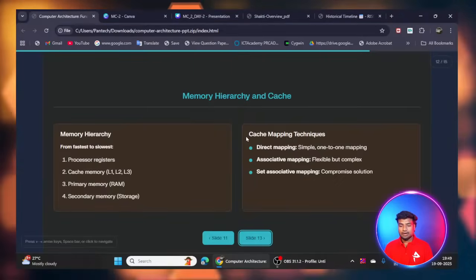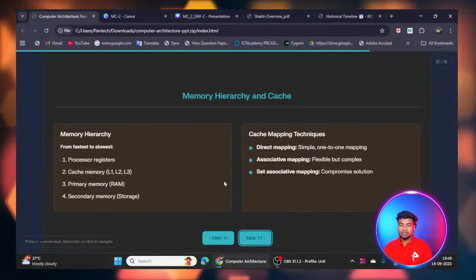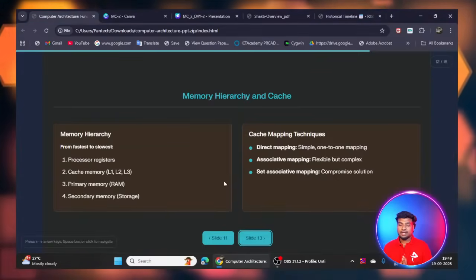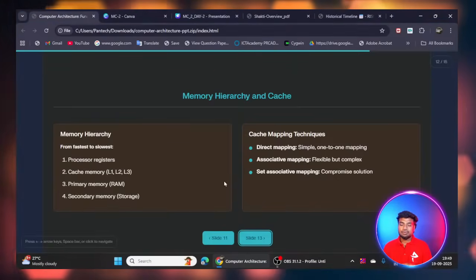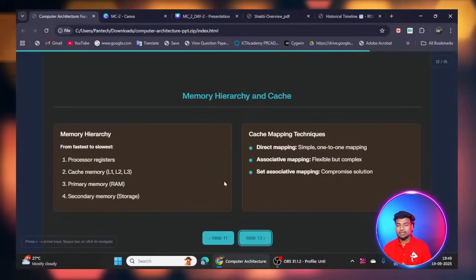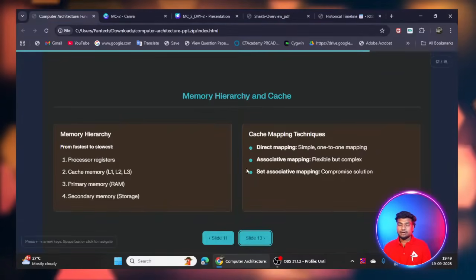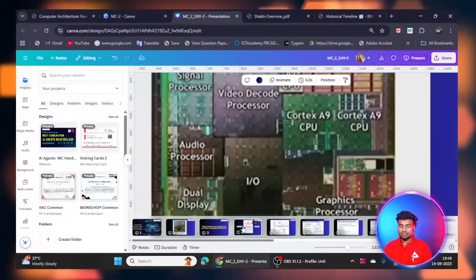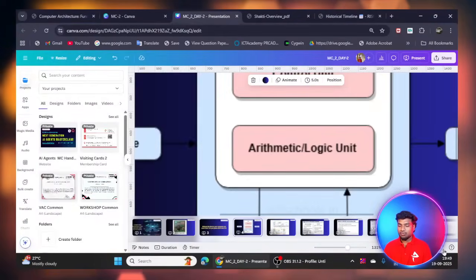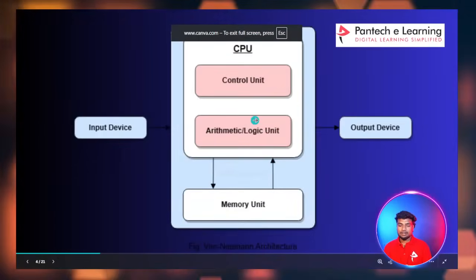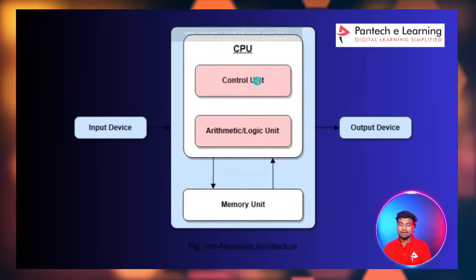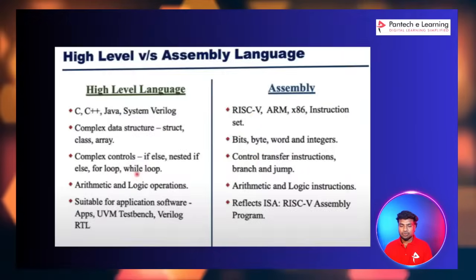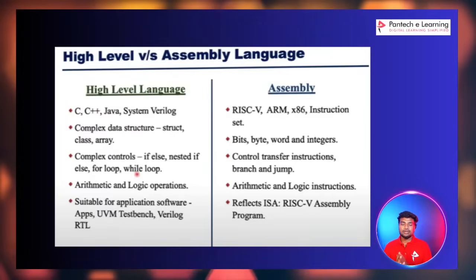And then cache mapping. It has three kinds of mapping: direct mapping, associative mapping, and set associative mapping. Direct mapping means one-to-one mapping. Associative mapping means flexible but complex. I will tell you one by one in upcoming classes, because it will take more time to explain. Till now we have seen only the control unit, ALU unit, and memory unit. This is the basic architecture I already showed you, and then we will enter into RISC-V.